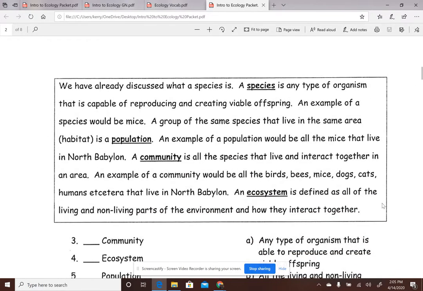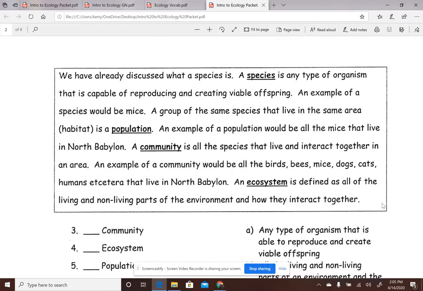Now, for the second part of this, we've already discussed what a species is. A species is any type of organism that is capable of reproducing and creating viable offspring. Viable offspring means that their offspring are then able to reproduce with another of the same species. An example of a species might be mice.